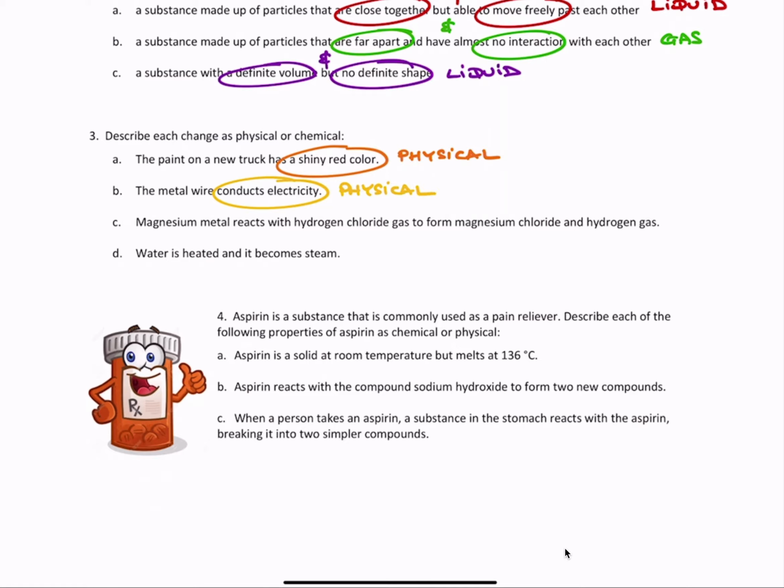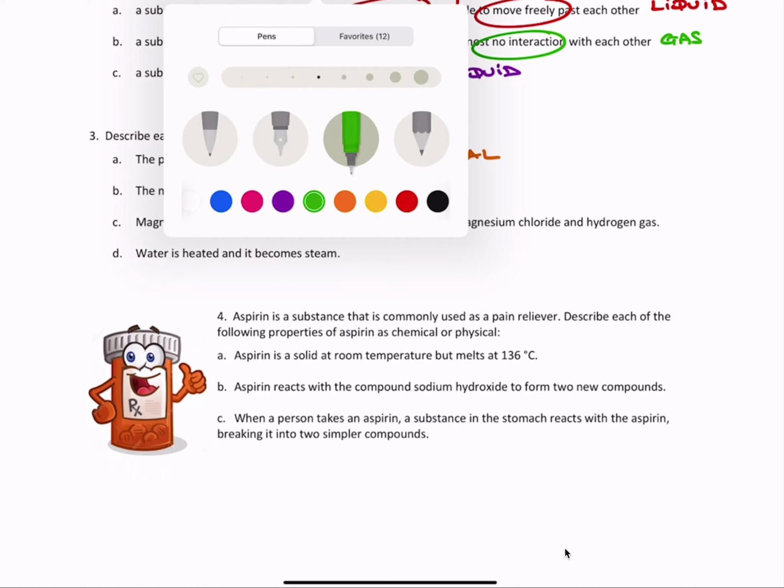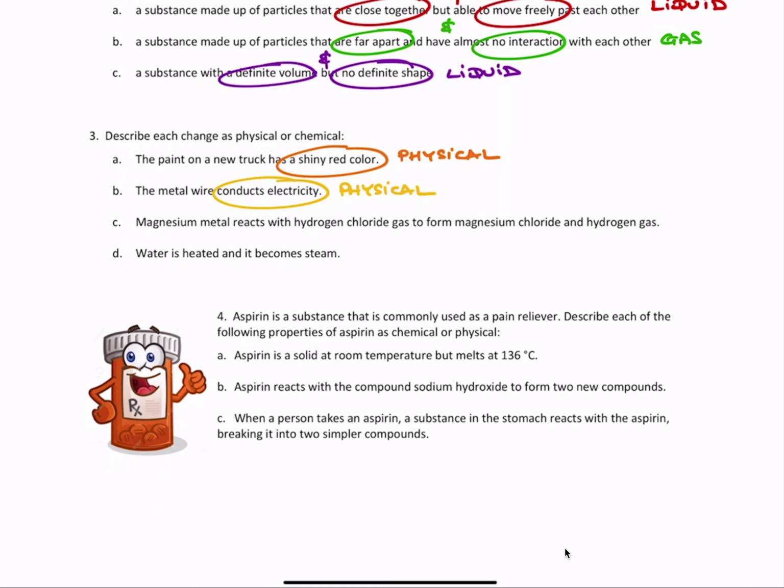Magnesium metal reacts with hydrogen chloride gas to form magnesium chloride and hydrogen gas. So here you have two keywords: the fact that there's a reaction, and a reaction to form something new. So what is new? The magnesium chloride and the hydrogen gas. So we have new products. Therefore, this change is chemical.